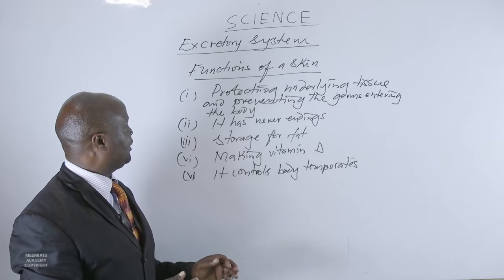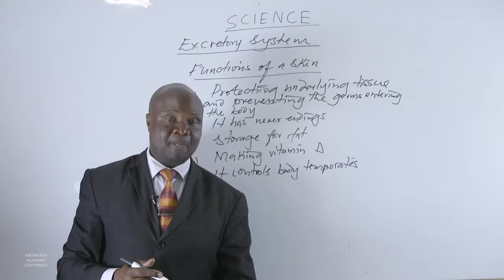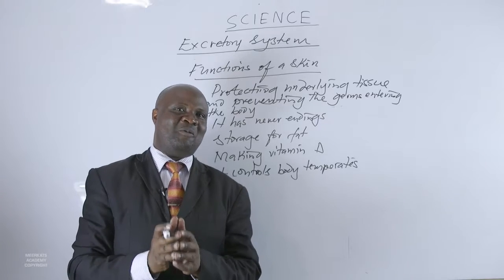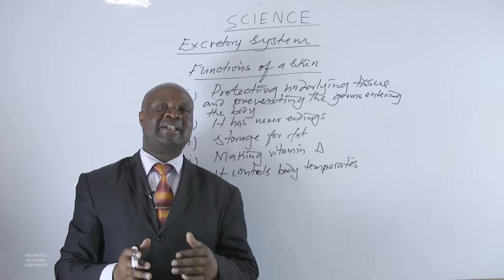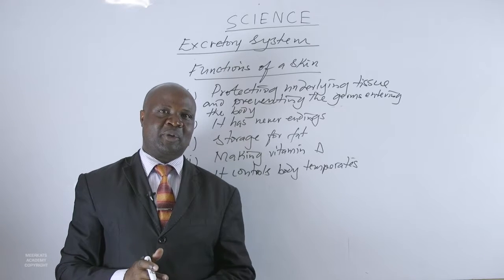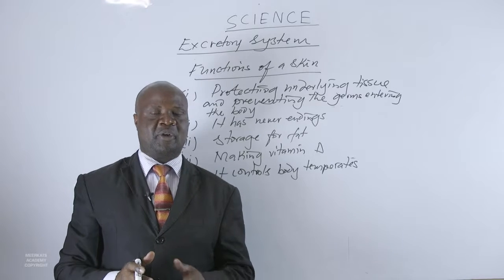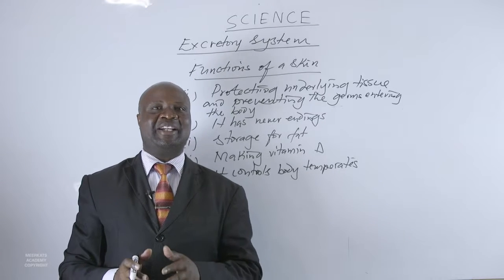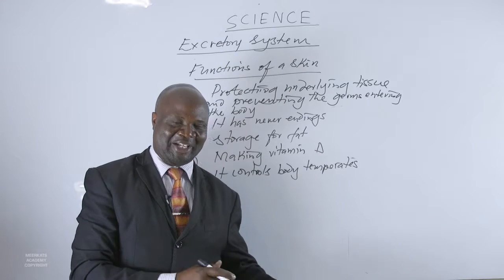So sensitive to touch, that's another point. We want to say it has nerve endings. It is sensitive to touch. Now, we have covered what the skin does. We have seen that the skin is able to remove some of the waste products, excess water. We have talked also of excess salt from the body. We have talked of urea and lactic acid that are removed in the form of sweat.